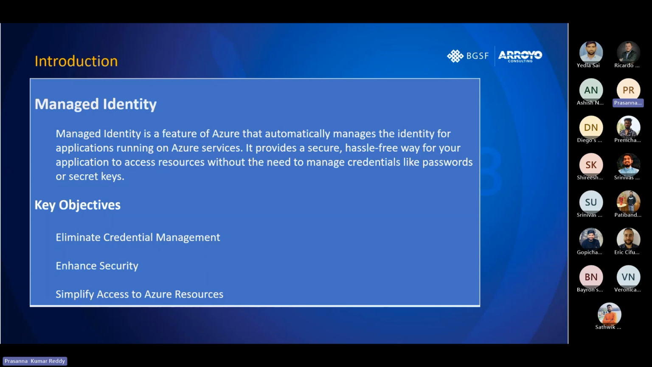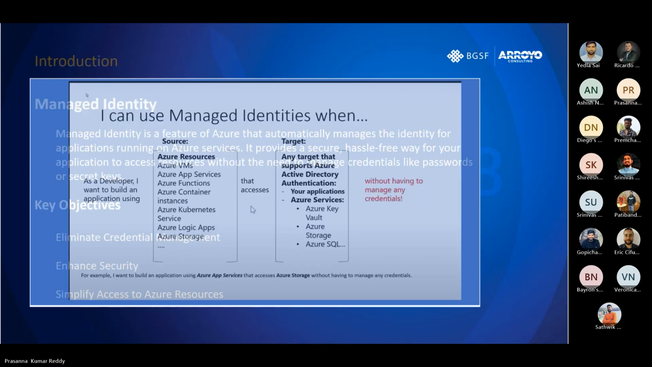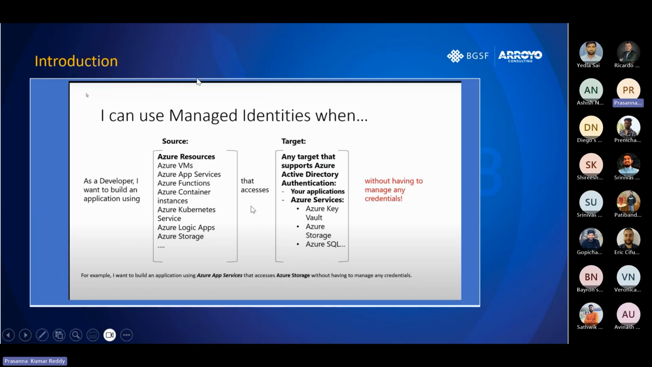Without storing these secrets in our application, we can easily connect to the resources. So by doing that, it will enhance the security, and also it will be an easy way to connect to the Azure resources. If you see, I can use the managed identities. These are the source resources and these are the target resources. In source resources, we can see app services, Azure Functions, Azure containers, Azure storage. From these resources we can connect to Azure Key Vault, Azure storage, Azure SQL.